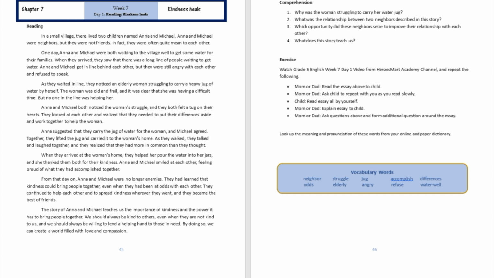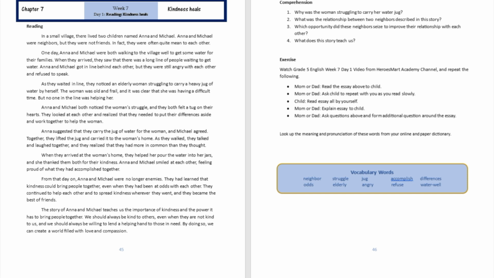Anna and Michael got in line behind each other, but they were still angry with each other and refused to speak. As they waited in line, they noticed an elderly woman struggling to carry a heavy jug of water by herself. The woman was old and frail, and it was clear that she was having a difficult time. But no one in the line was helping her. Anna and Michael both noticed the woman's struggle, and they both felt a tug on their hearts.